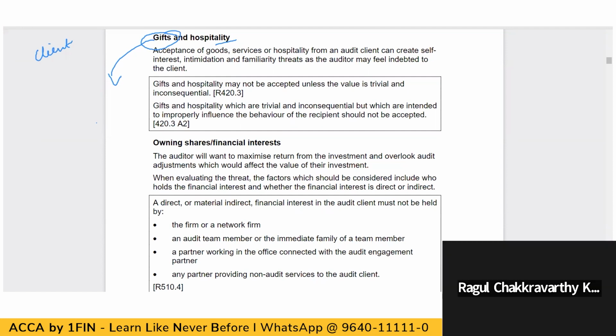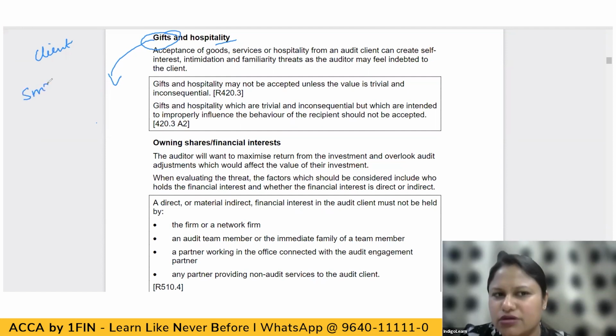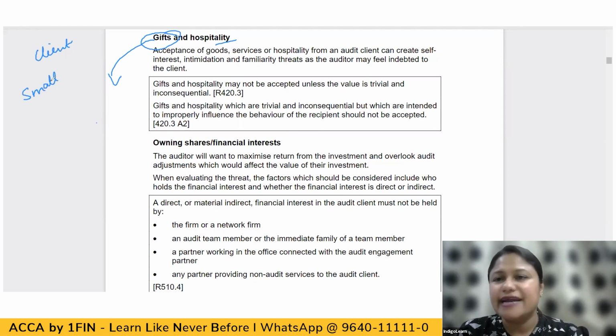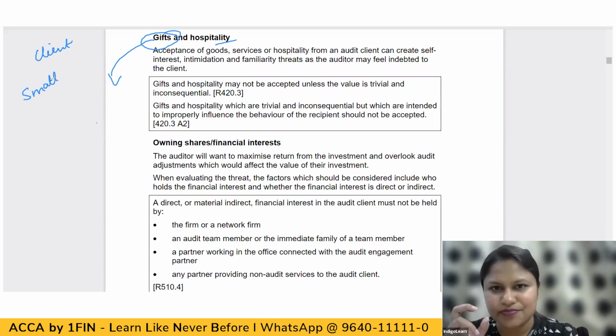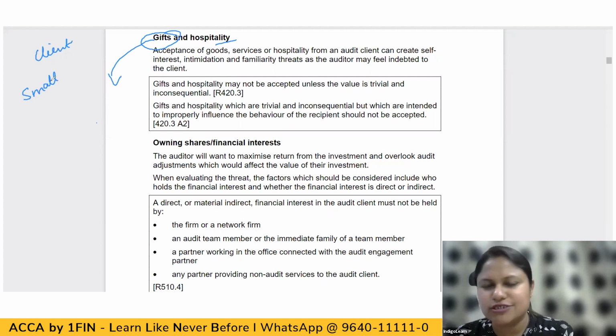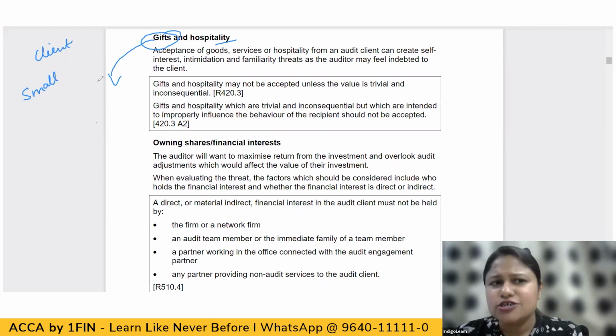Definitely, yes, it will. But if it is a very small amount or very inconsequential, for example a diary. Usually when you go to a client's location, the client has diaries printed for a particular year. We auditors take those diaries because we use them, so we ask them to give us one also. In that case the gift is very small. It is immaterial. It is not going to have any impact on changing your opinion. So those kinds of gifts you can accept from the client, no problem.